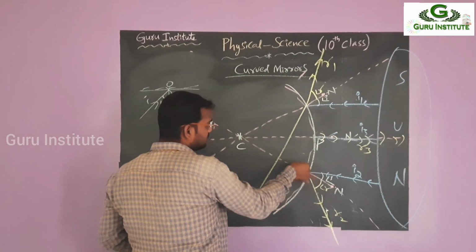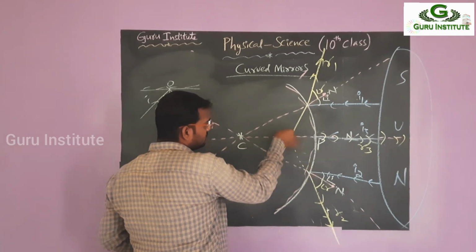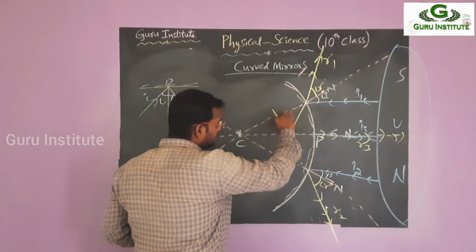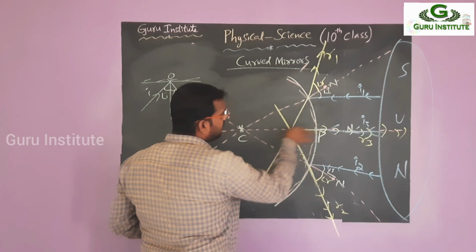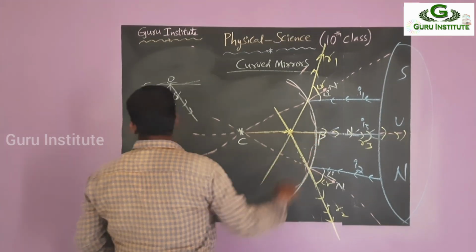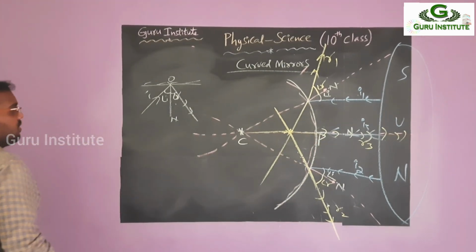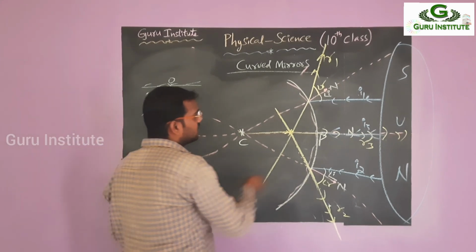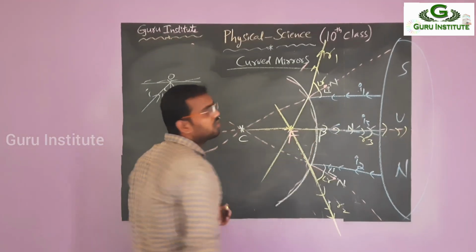Let me extend. Okay, right? They are also meeting. Okay, this is the point. So then this point of intersection is called what, Nana? What is that? As usual, you know that it is the focus. That's it.